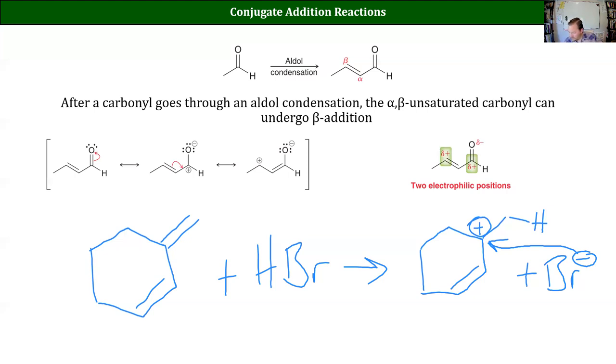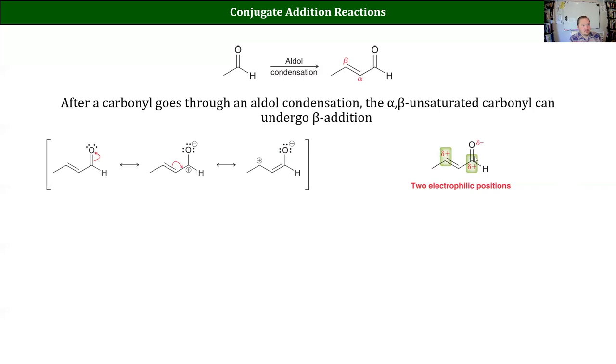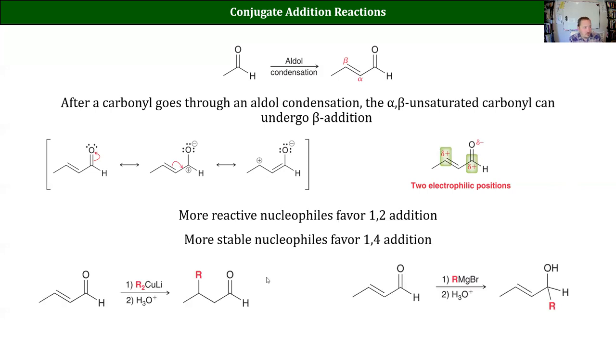We can wind up with something similar happening with these alpha beta unsaturated carbonyls because we have a similar system. It's not going to be a 1,2 versus a 1,4 addition, but it is something where we can wind up with the addition happening and it's separated. The more reactive nucleophiles are going to favor the 1,2 addition, and more stable nucleophiles are going to favor 1,4 addition.